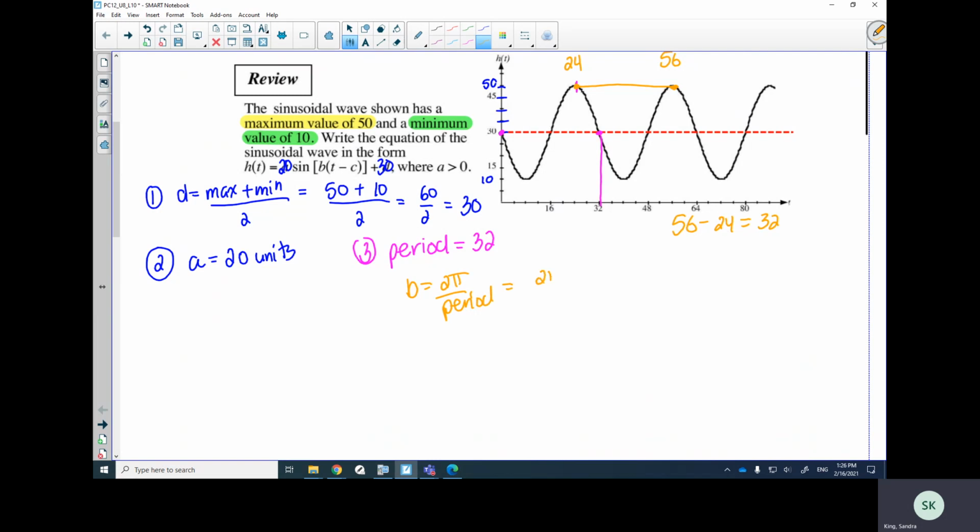Which is going to be 2 pi divided by 32. 2 goes into 2 once, and 2 goes into 32 16 times. So my b value is pi over 16. So this right here is going to be pi over 16.